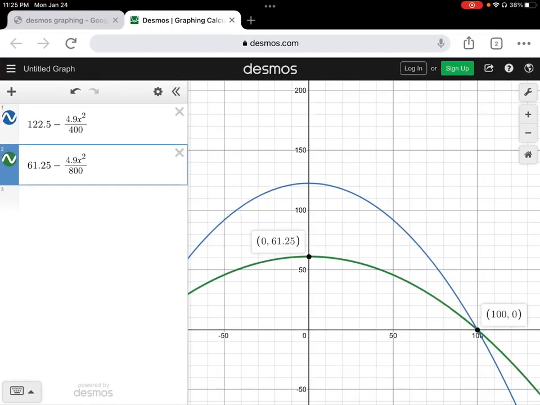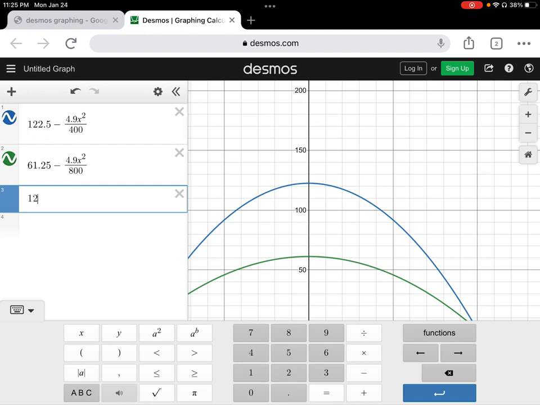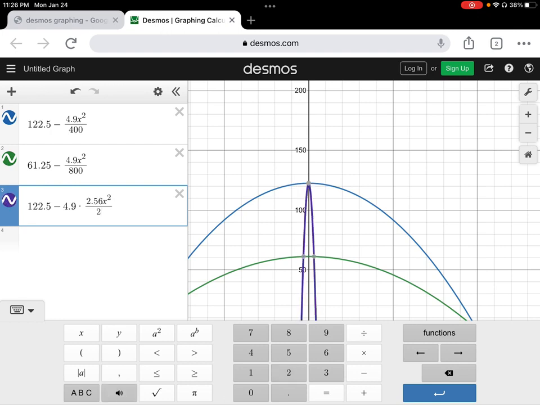So go back there. 122.5 minus Jaden's 4.9. I'm not simplifying it out. K squared times, k squared is 2.56, 2.56 x squared divided by 256. I know that 2.56 divided by 256 can be simplified, but I'm intentionally not simplifying it. I'm keeping it as simple as possible.